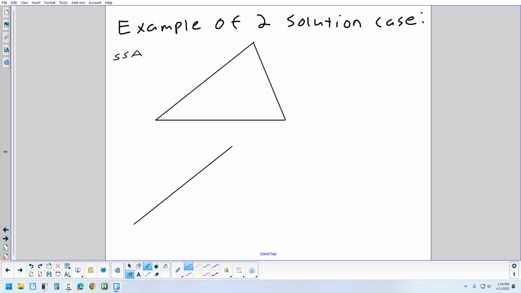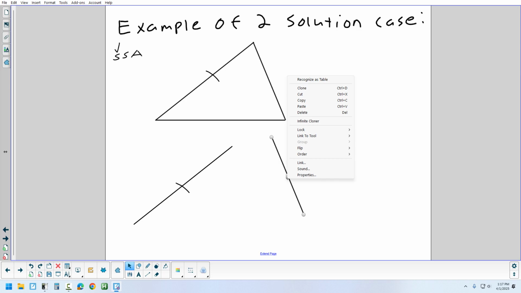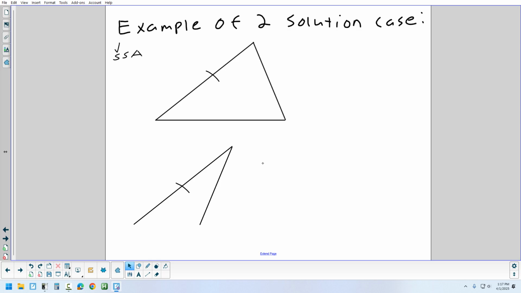Does everybody agree so far that that side is the same as that side? Yes. So they have a side in common. Next, I'm going to take this side, make a copy of it, and flip it. When I flip it, does that change the length of it? No. So this side is still exactly the same length as that side. Now I've drawn two shapes that have two sides exactly the same length.